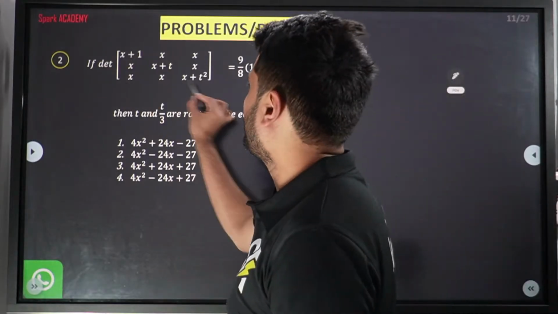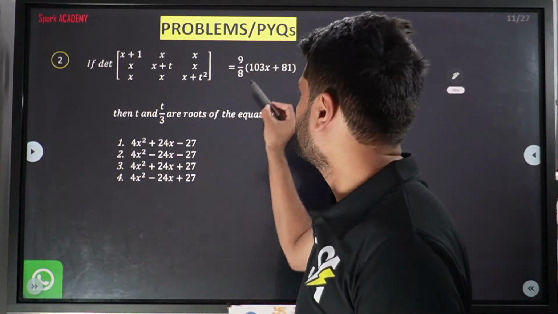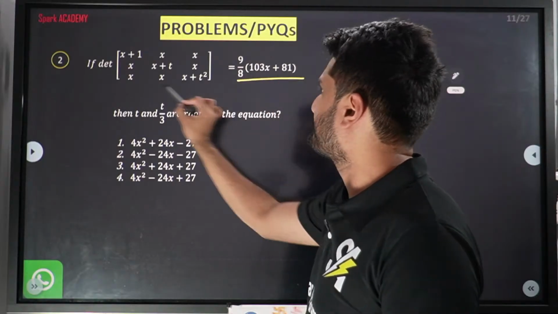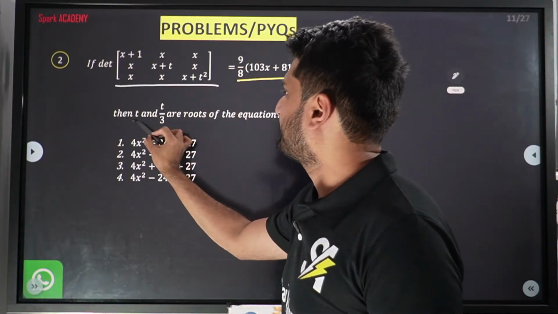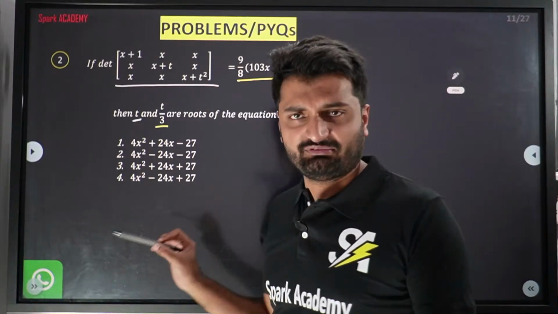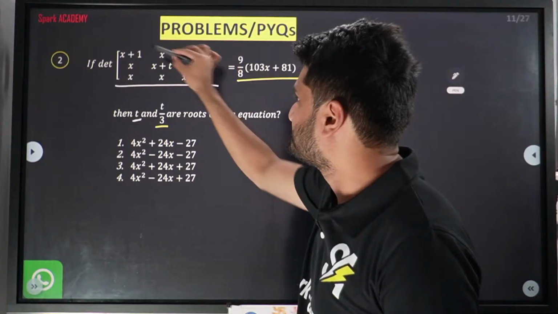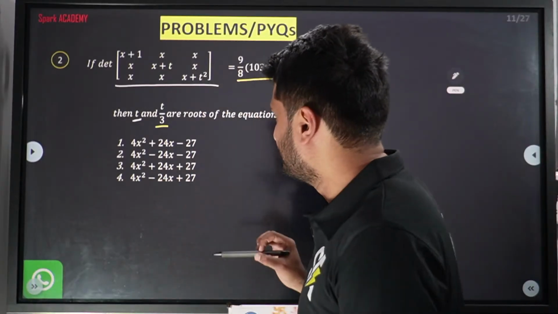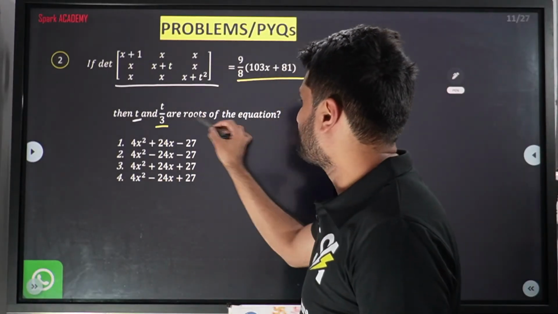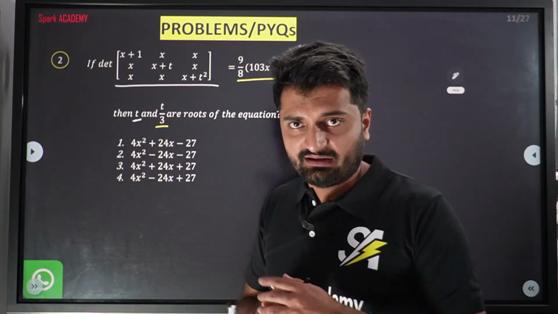If the determinant of, here they have given a determinant, is equal to 103x plus 81, and they are saying t and t by 3 are the roots of the equation. So here they have given t and x. Now they are asking what the roots of the equation are.